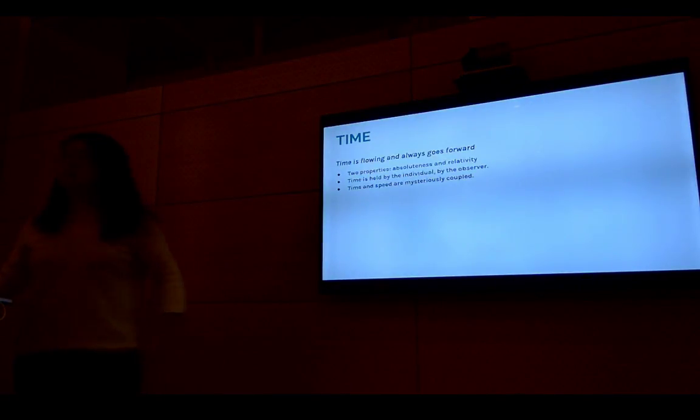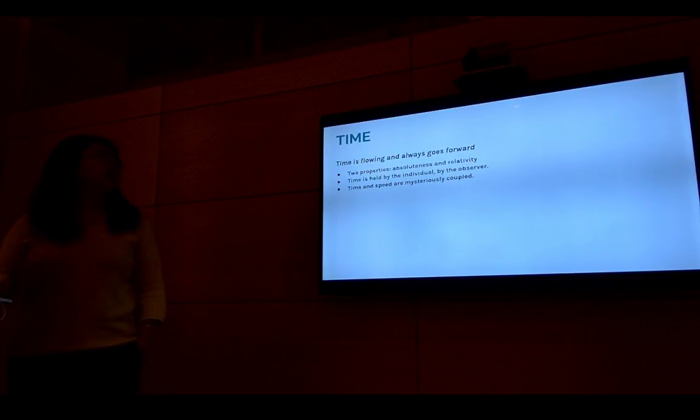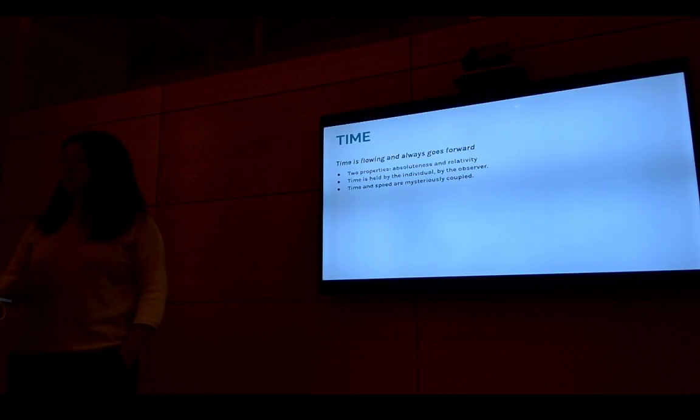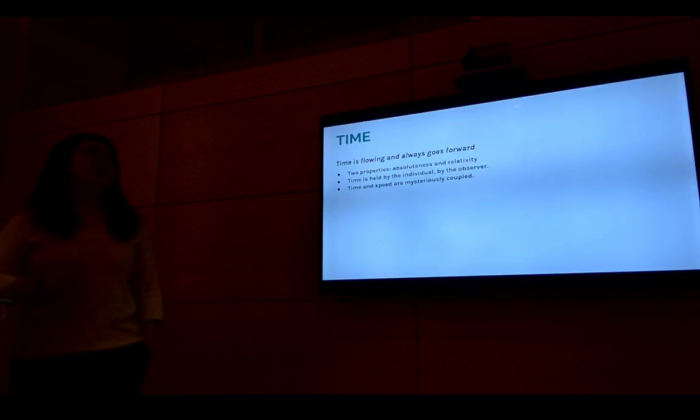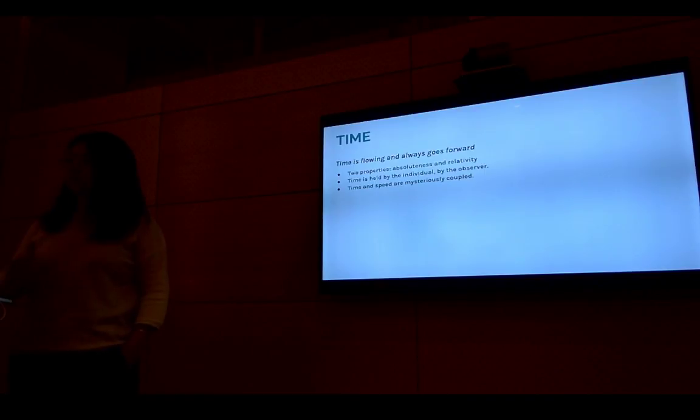So there are two elements. The first one is time. Time has two properties, absoluteness and relativity. For the absoluteness, that means time is always flowing and always goes forward. And for the relativity, we judge how time flows maybe by the speed of a moving object and also by our own motion, our own feeling, because it's held by the individual, by the observer.